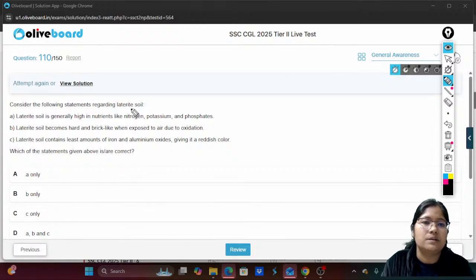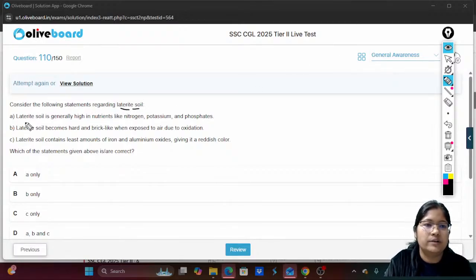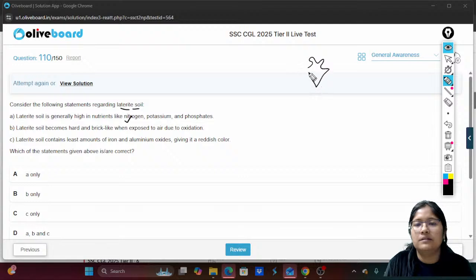Consider the following statement regarding laterite soil. All right, laterite soil is generally high in nutrients like nitrogen, potassium. See, laterite soil means, say, in the rain region, or in the Kerala region also you will find it. Because of these rains, will the essential nutrients remain there or will they be washed off? So it is not high in nutrients like nitrogen, potassium.